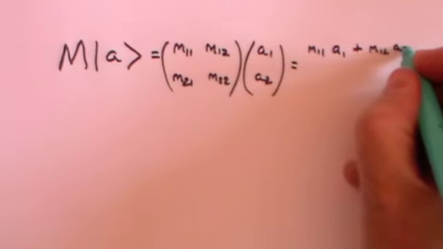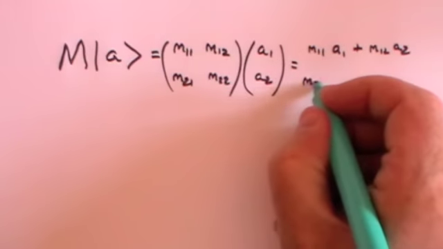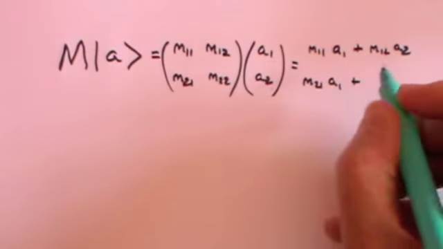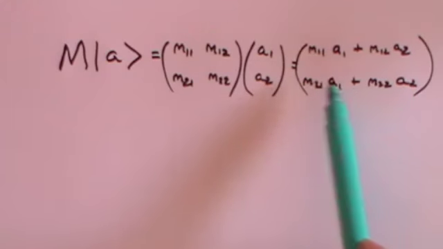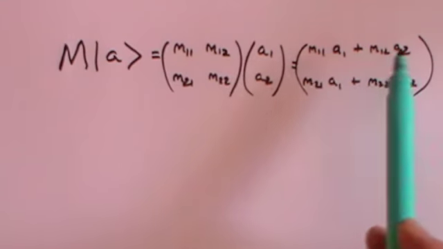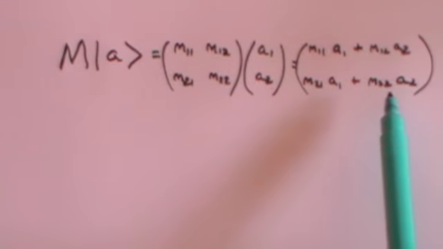And this one, it's that number times that number, which is M21 A1, plus this number times this number, M22 times A2. And that's a new ket vector because there's just one number at the top, one number at the bottom. This is just an addition of 2 very likely complex numbers. But nonetheless, what essentially you've got from the action of a matrix on a ket vector is just a new ket vector.